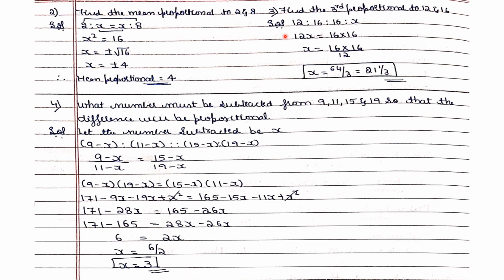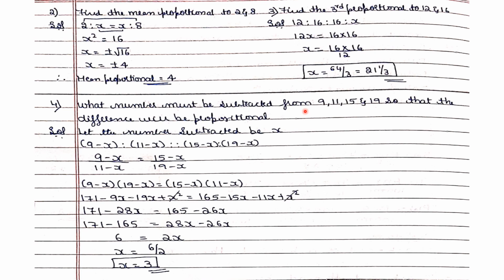Find the third proportional to 12 and 16. Whenever you are finding the third proportional, you have to be quite careful. So 12 is to 16 as 16 is to x. What you are supposed to do is 12 into x is equal to 16 into 16. So x is equal to 16 into 16 by 12, where your x value will be 64 divided by 3. This is how you will find the third proportional value too.